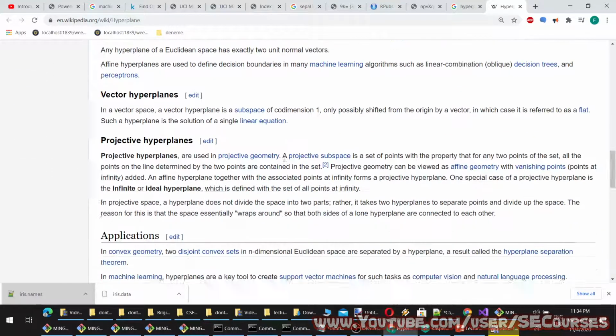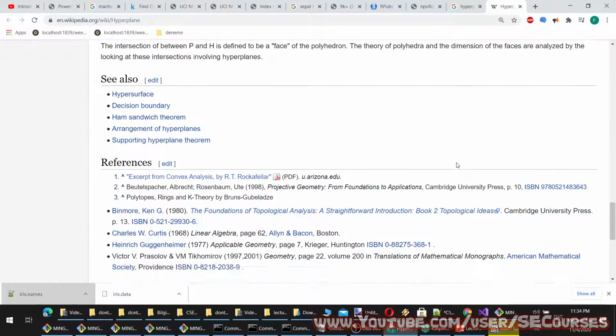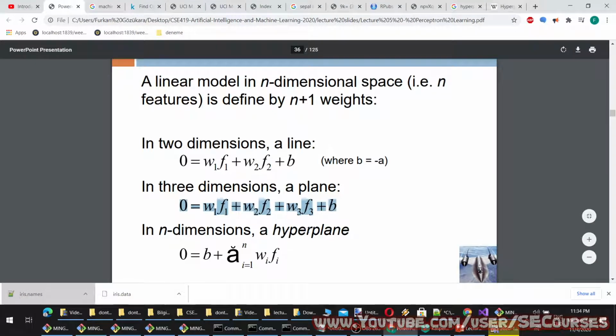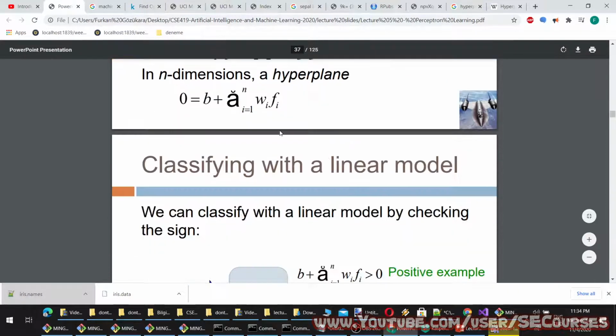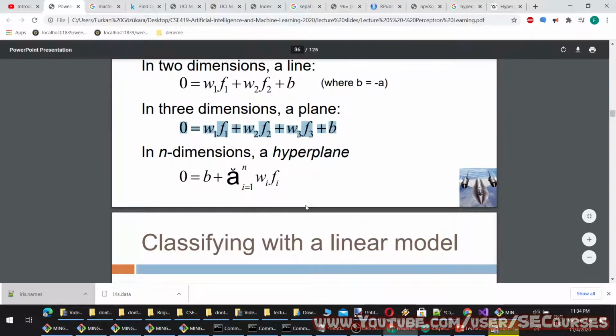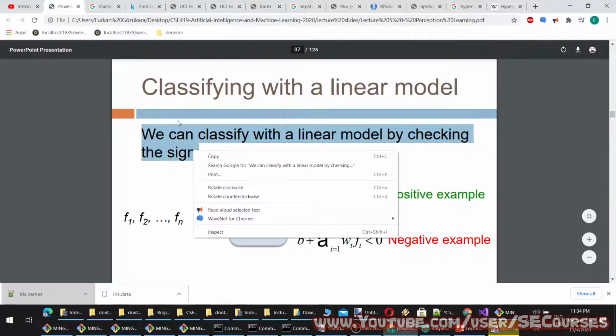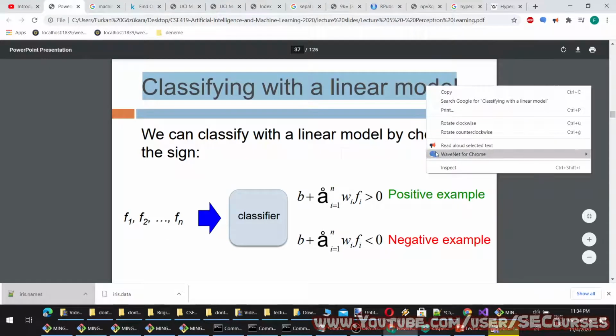Okay, these are all mathematical algorithms. They are really hard to understand in a short time. It takes some time. Okay, so let's continue.